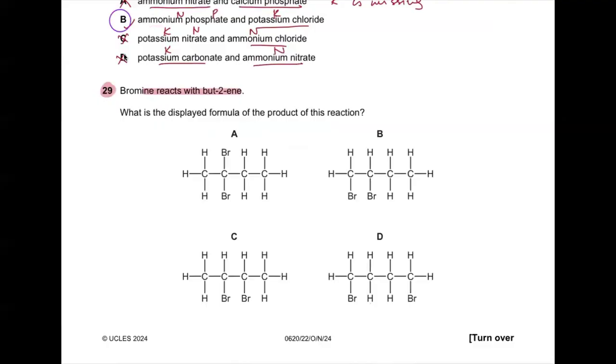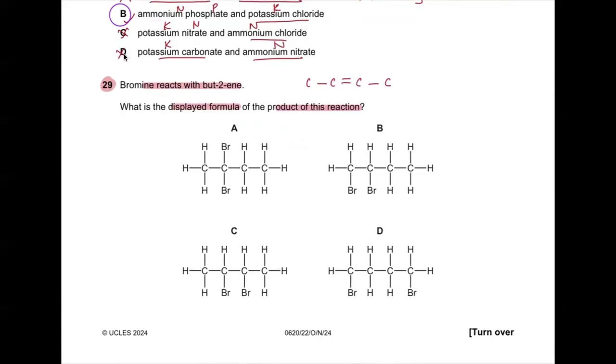Okay. What is the displayed formula of the product of this reaction? If you recall, butene means but is 4 carbons and ene means a double bond over here. So when it reacts with bromine, this double bond goes single bond. One carbon gets bromine and the other carbon gets bromine, but these are the carbons in the middle. So over here, one carbon getting both the bromines is wrong.